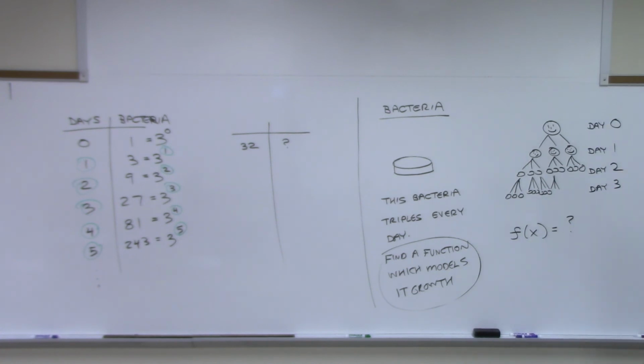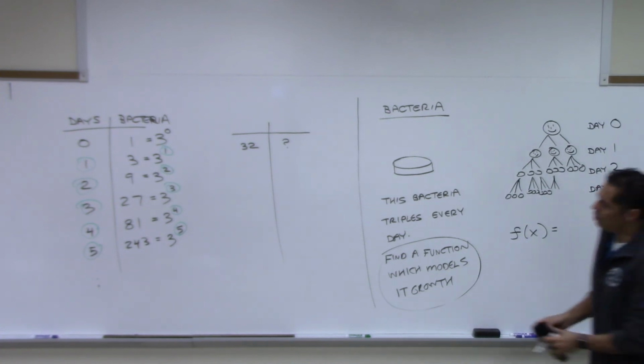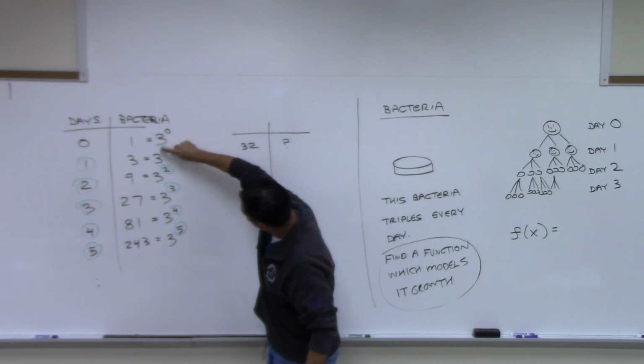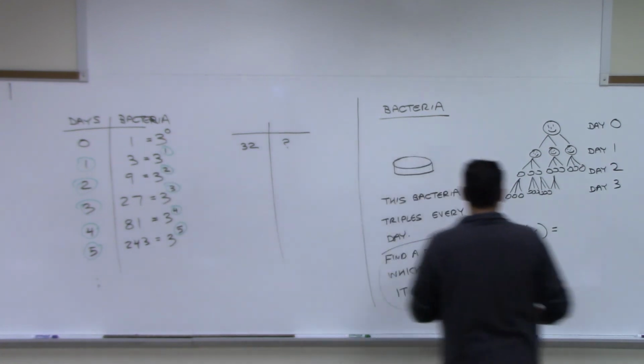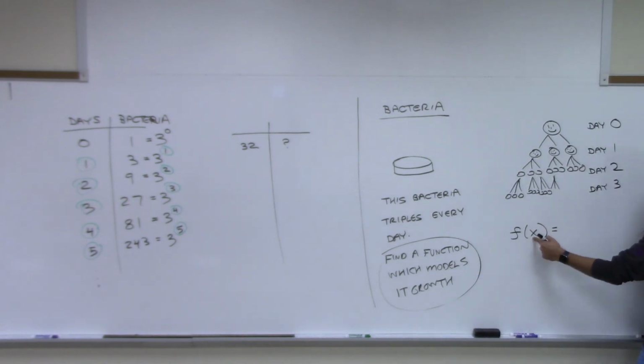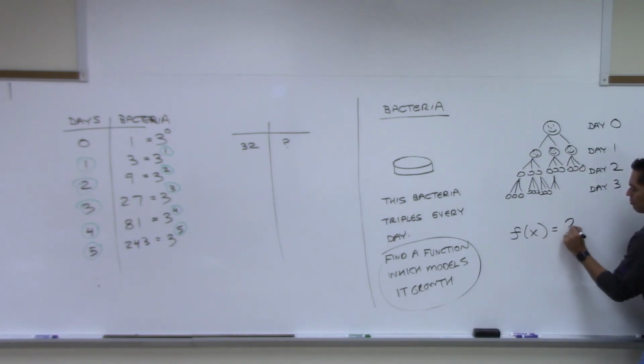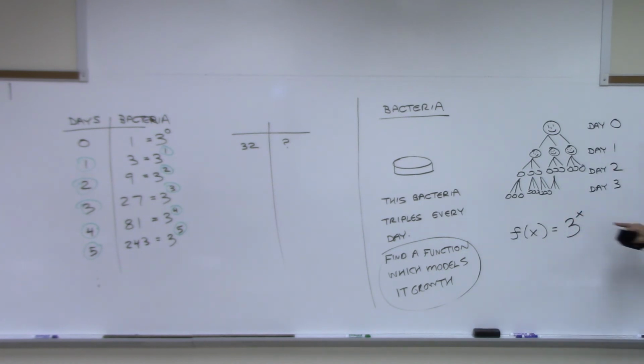Which means that the function, what stays the same in all of these? The 3, the only thing that changes is the power. So my function should be, you give me the input, right? And I will take 3 and I will raise it to that input. 3 raised to the x.